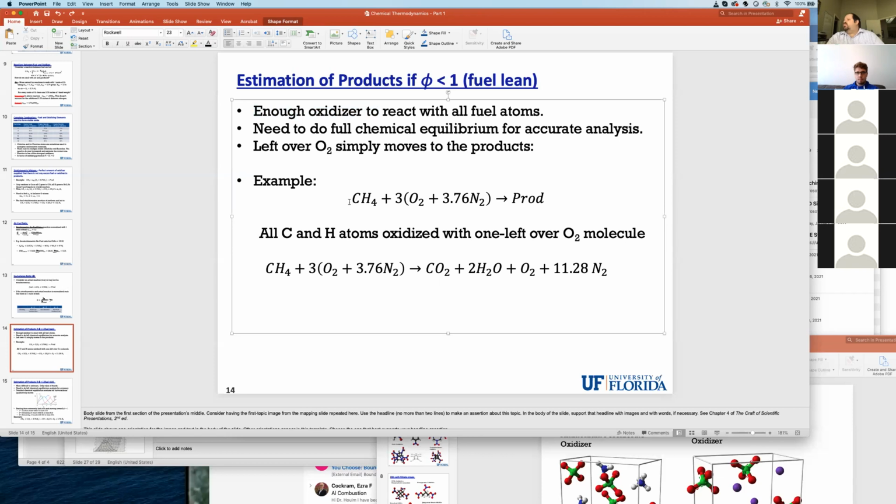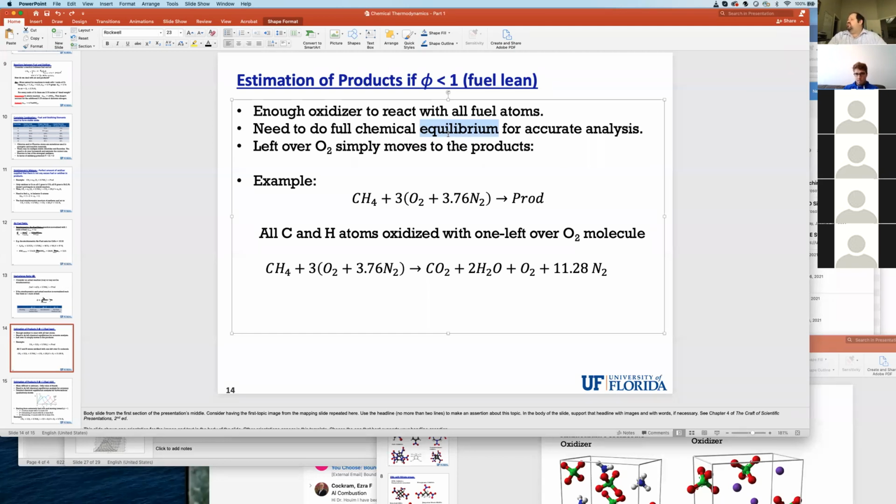So, for example, we take our methane, and rather than having 2 units of air, we have 3 units of air. Now, when we find the products, you'll find that we will have 1 extra mole of oxygen, and that just moves directly to the right-hand side. It doesn't really do anything. And so that's fairly straightforward. This is really just for simplistic, back of the envelope type calculations.